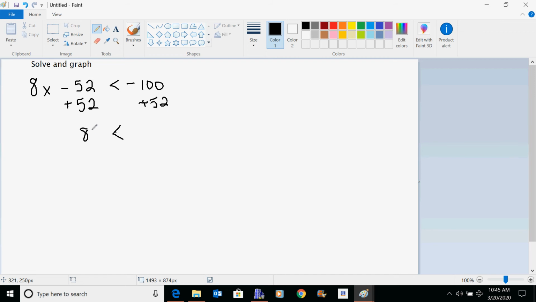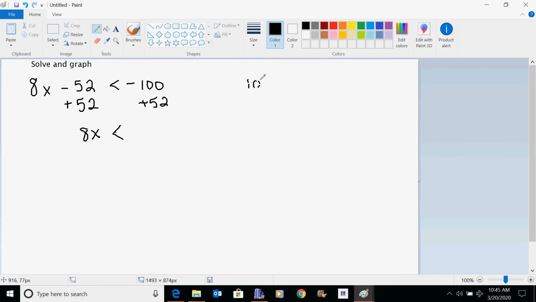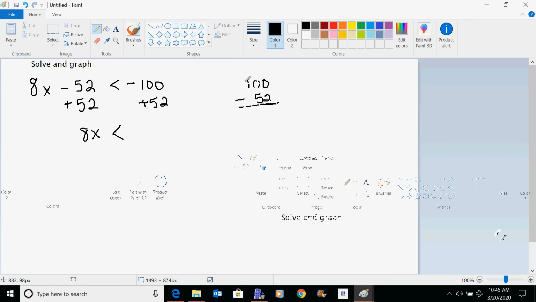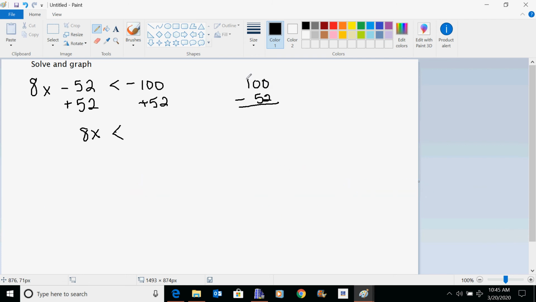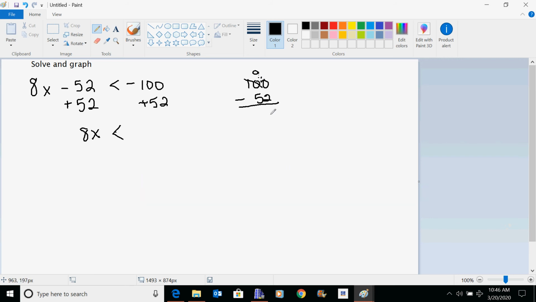I then have 8x is less than, all right, well, I've got negative plus positive. I need to subtract these numbers. And when you do that, you're borrowing. And then we have 8 and we have 4. But it's a negative. You need to have 8 divided into 48. 8 times 6 is 48.